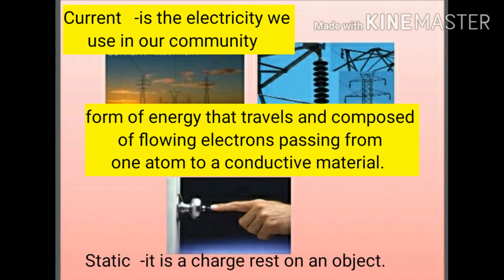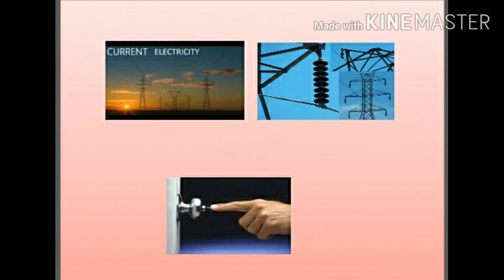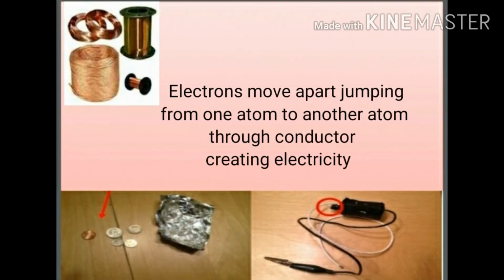The second one is static electricity. It is a charge that rests on an object. Electrons move apart, jumping from one atom to another atom through a conductor, creating electricity.